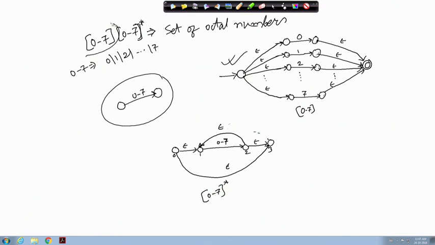So, this part will be 0 to 7 star. Now, before that we have got this 0 to 7. So, for that I will have to add that 0 to 7 portion, like this 0 to 7. Then if we number the states, this remains the final state.